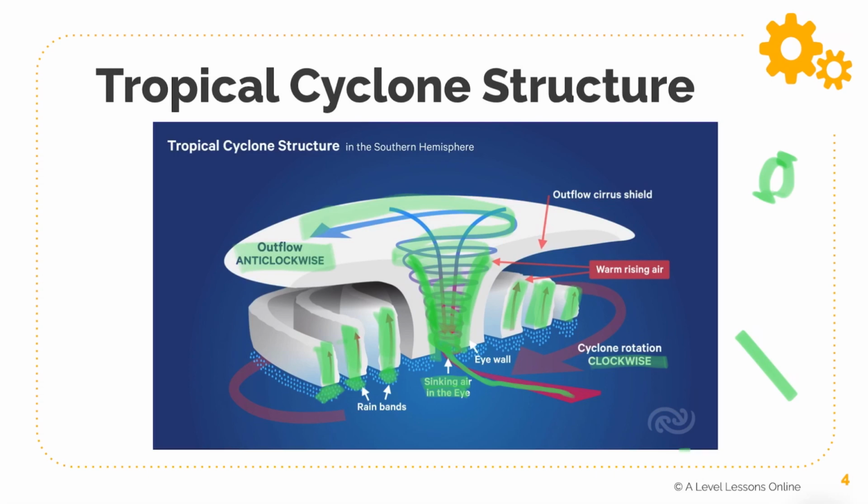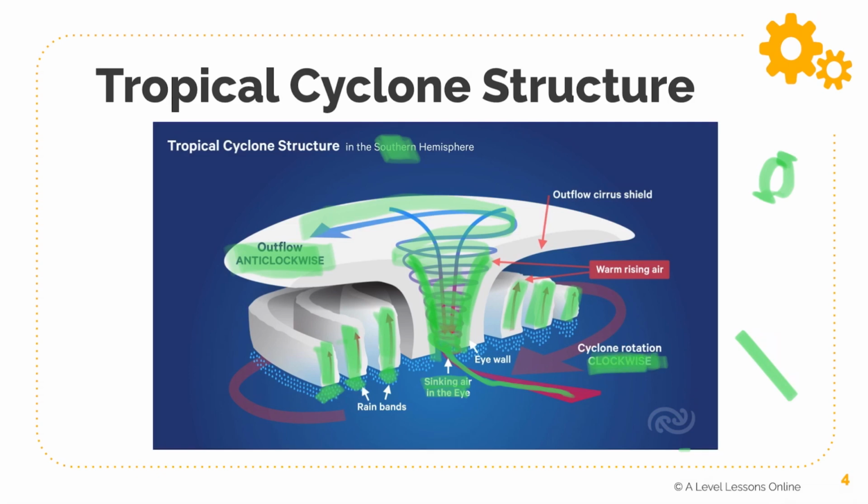Think of it like the wheels of a car, right? In the sense of which direction it goes, there's always that opposing force that is also involved when the car turns, for example. So likewise in this case, this is how the structure basically looks like in the case of the southern hemisphere. So in the southern hemisphere, our outflow is anti-clockwise and our cyclone rotation is going to be clockwise. So this is just an example.